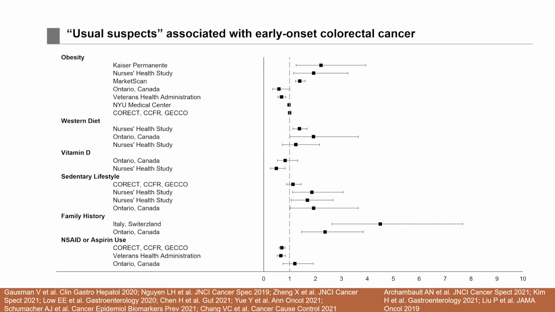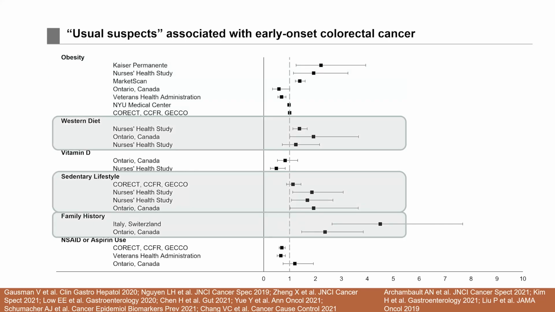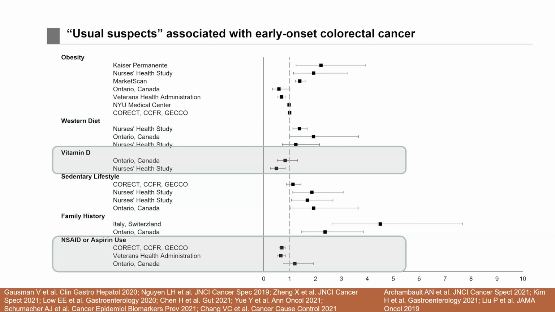And in fact, this forest plot looks a lot like it would if the outcome was colorectal cancer in older adults. For example, we see elevated associations with obesity, although there are a few inverse associations, probably due to weight loss prior to diagnosis. We also see consistently elevated associations with Western diet, sedentary lifestyle, and family history of colorectal cancer, and consistent protective associations of vitamin D and NSAID or aspirin use.